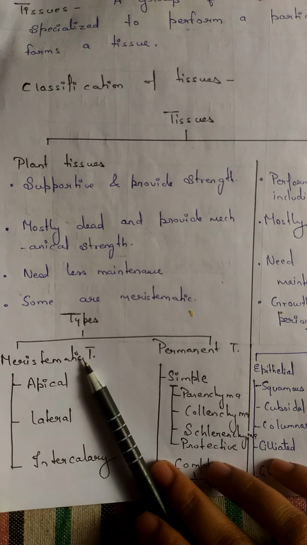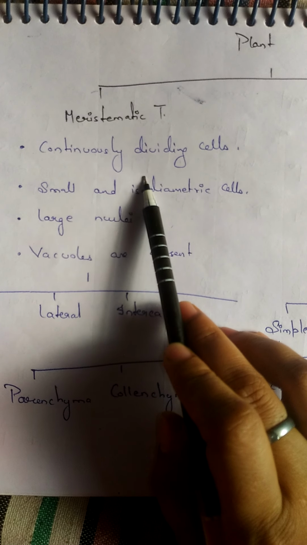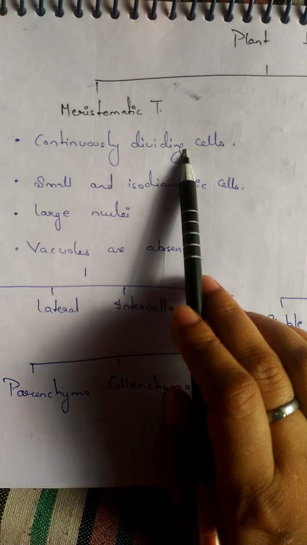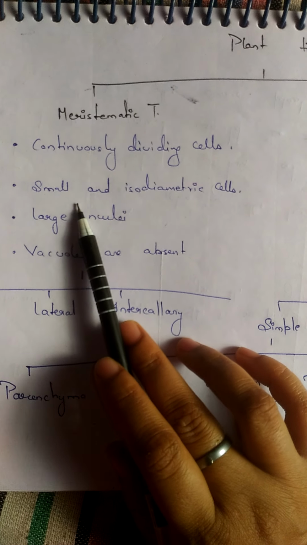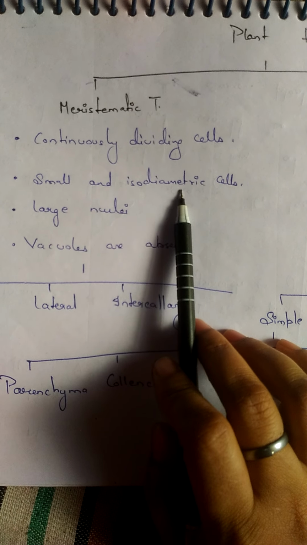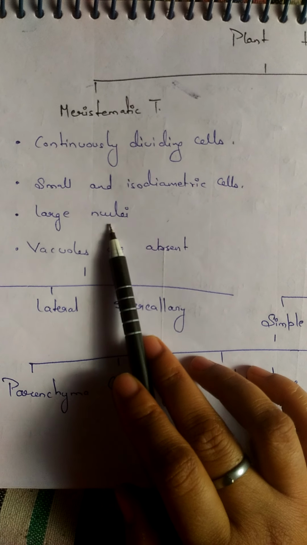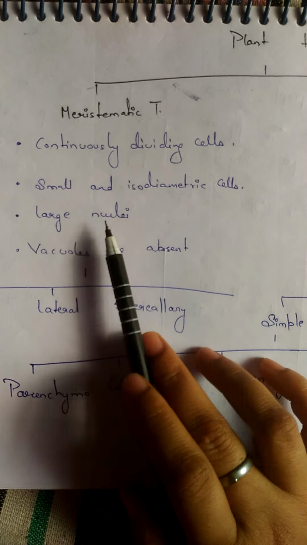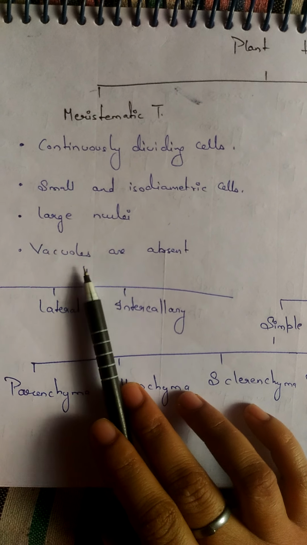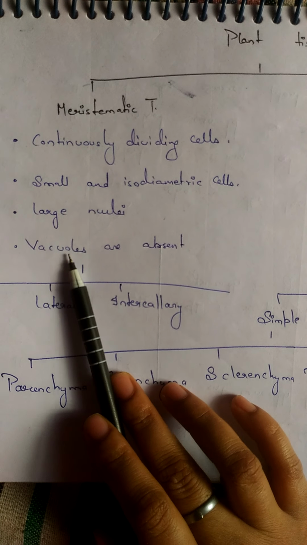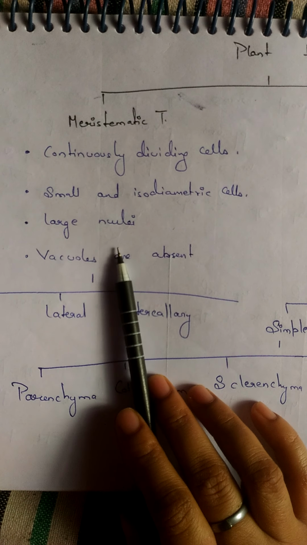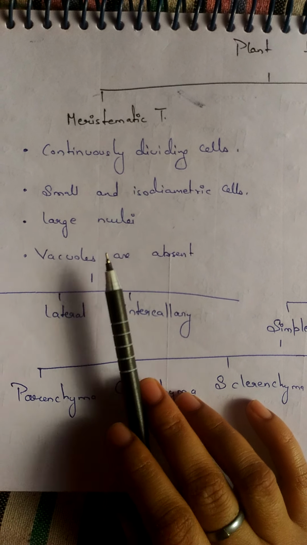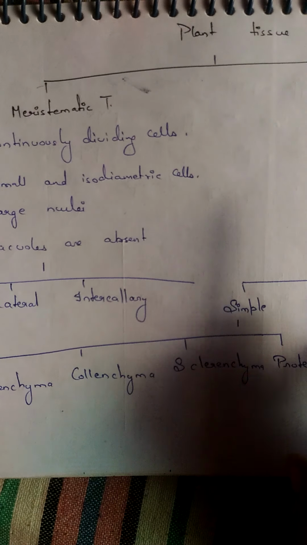Now we are going to understand types of plant tissues, meristematic tissues. Features of meristematic tissues are that they can divide continuously. These are continuously dividing cells. These are small and their structure is isodiametric. The nucleus is large because it has to go through continuous division. So the nucleus, the genetic material, is found inside that, and it has to perform all the functions of cell division. Vacuoles are absent. The function of vacuoles, as you have studied in the previous class, is storage. So here there is not that much function for vacuoles. That's why vacuoles are absent in these meristematic tissues.